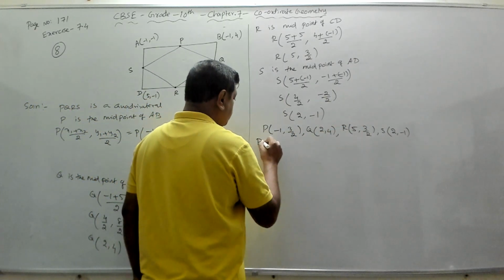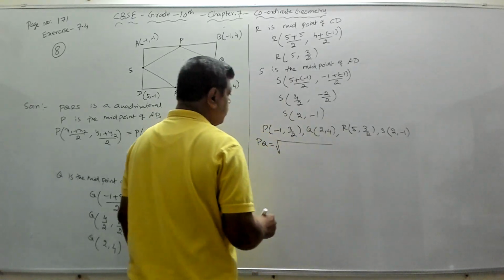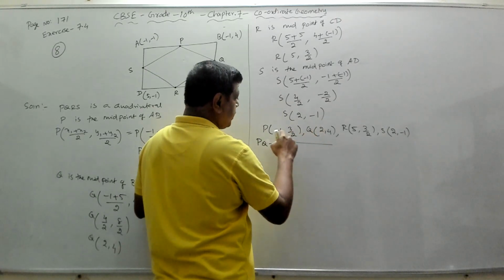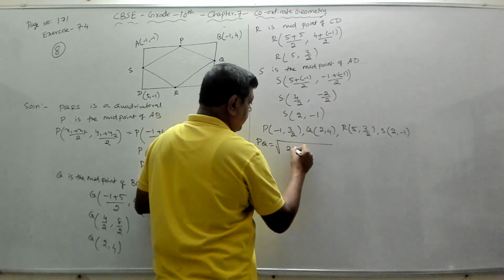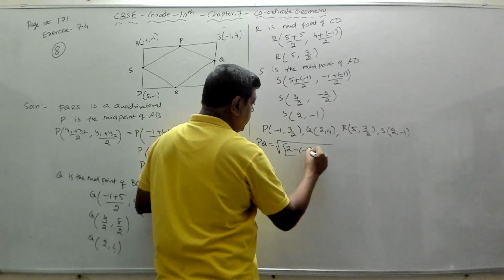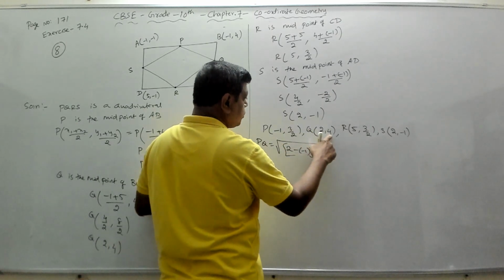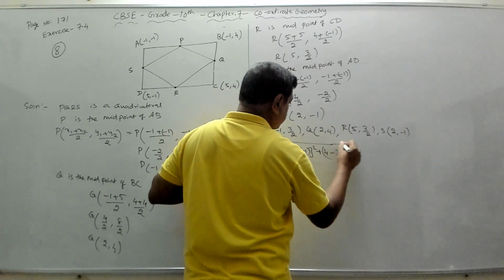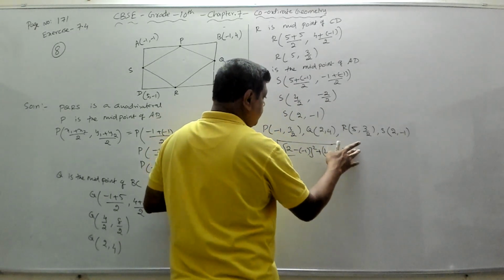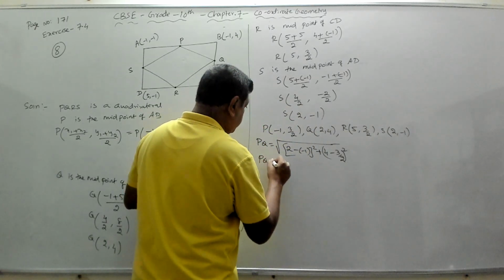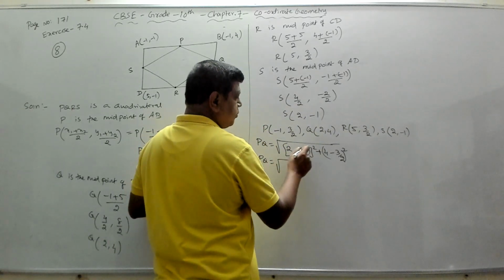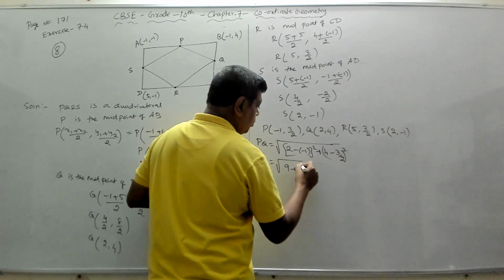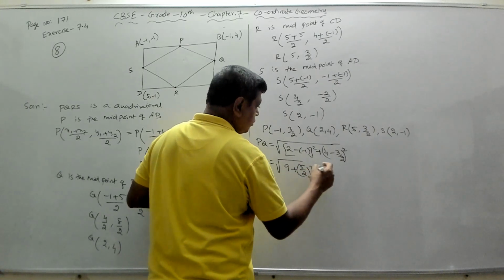So what is PQ? PQ is the distance formula. Square root of, we'll apply the distance formula. We'll take the distance between these two. We'll take x2 minus x1. So 2 minus minus 1, the whole square, plus y2 minus y1. y2 is 4, minus y1 is 3 by 2, the whole square. So if you evaluate this, PQ becomes square root of 2 plus 1, 3 square, 3 square is 9, plus 4 minus 3 by 2 is 5 by 2, the whole square.